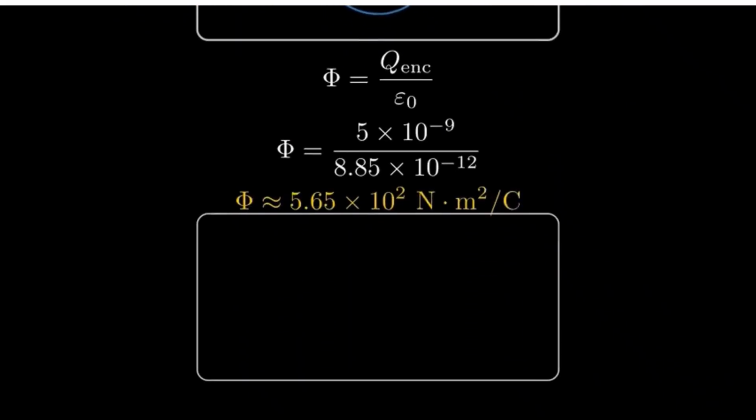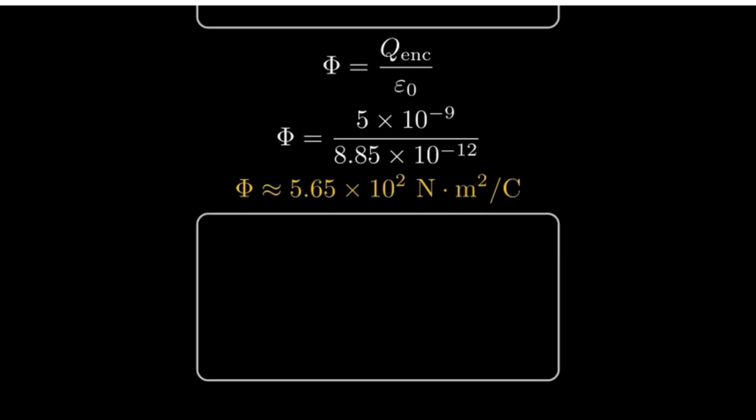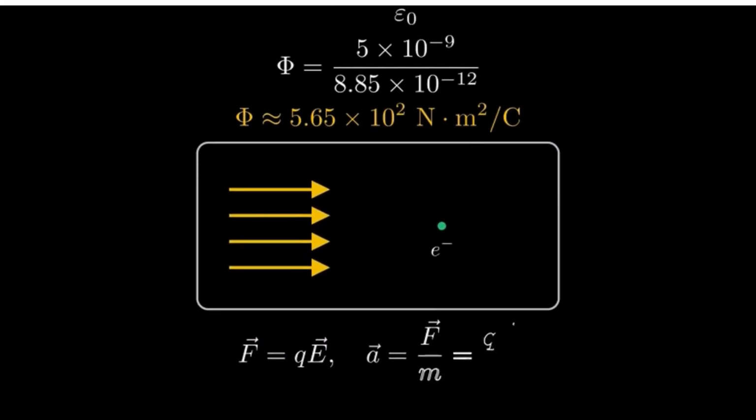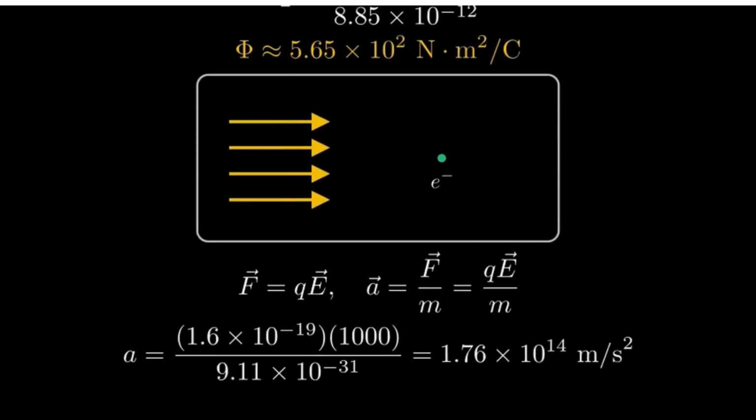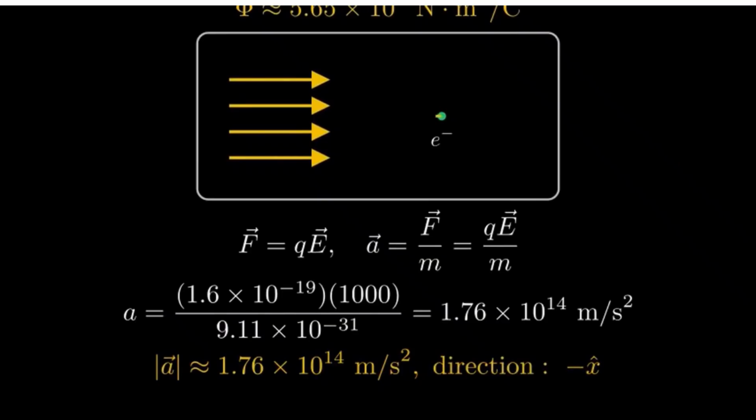Problem 12. An electron is placed in a uniform electric field of 1000 Newton per Coulomb along the positive x direction. Find its acceleration. Use electron charge 1.6 times 10 to the minus 19 Coulomb and mass 9.11 times 10 to the minus 31 kilogram. We show a rightward field and an electron. Force equals QE and acceleration equals force over mass. Compute a equals QE over m. We get magnitude 1.8 times 10 to the 14 meter per second squared, directed opposite to the field, that is along negative x. Great work!